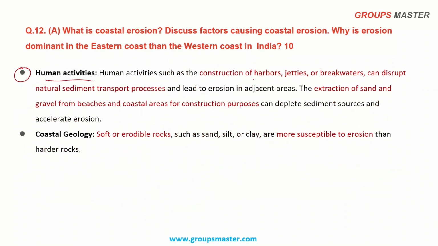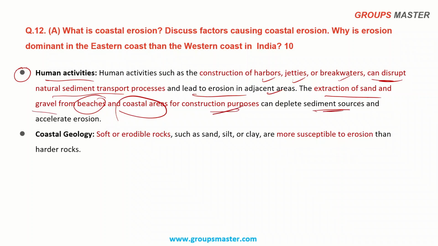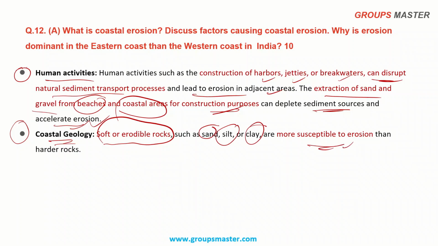Human activities such as construction of harbors, jetties, or breakwaters can disrupt natural sediment transport processes and lead to erosion in adjacent areas. The extraction of sand and gravel from beaches and coastal areas for construction purposes can deplete the sediment sources and accelerate the erosion along the coastal line. Next important factor is coastal geology. Soft or erodible rocks such as sand, silt, and clay are more susceptible to erosion compared to harder rocks.